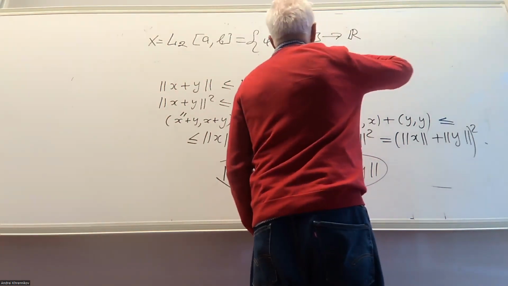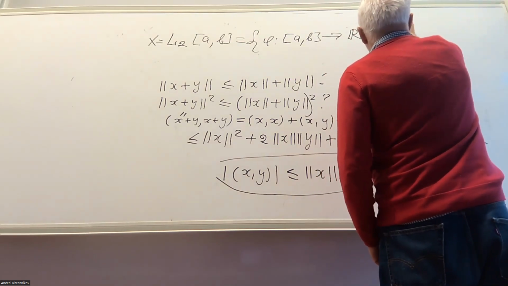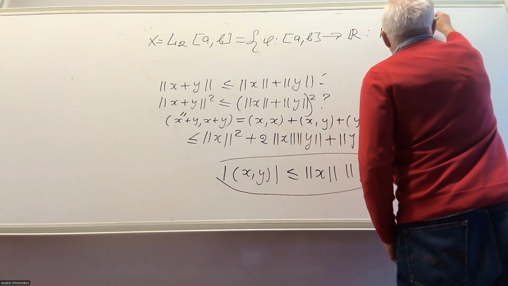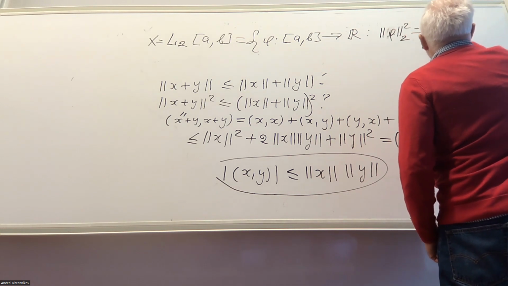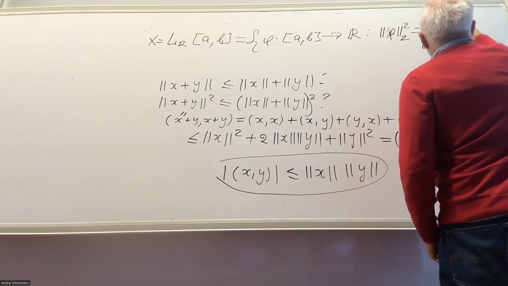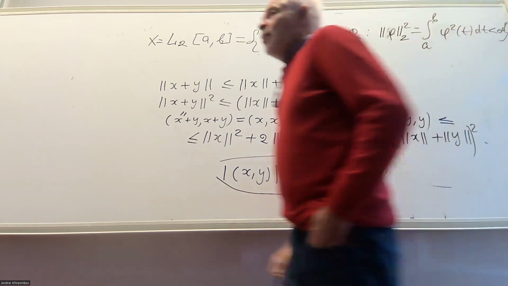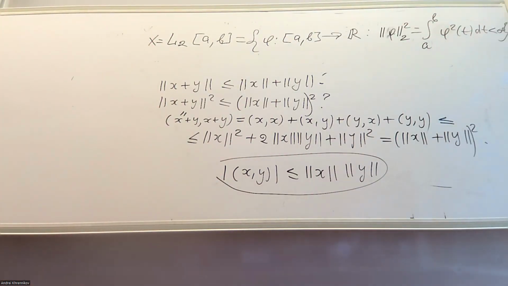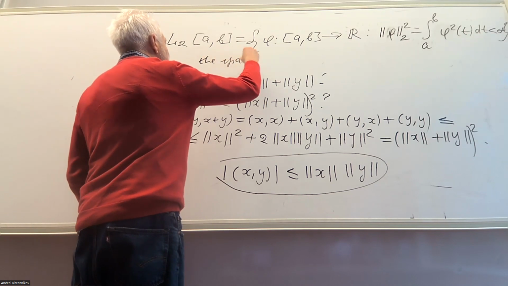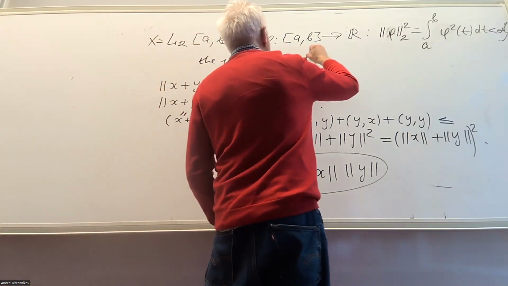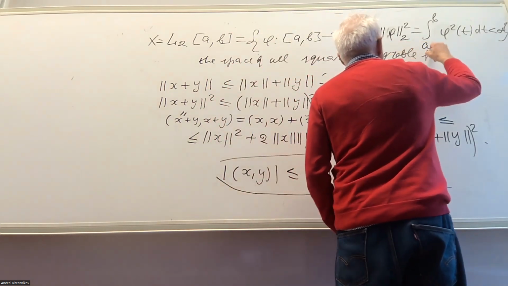It is a functional space such that the norm of phi squared, the integral over AB of phi squared t dt, is less than infinity. Square integrable functions, the space of all square integrable functions.